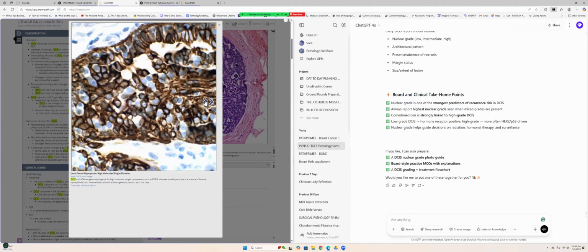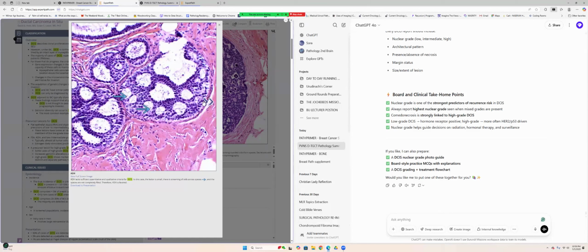UDH with high molecular weight keratin. DCIS and ADH are generally negative for high molecular weight cytokeratins such as CK5 and 6, whereas UDH is a mixture of luminal, myoepithelial, and intermediate cells with a heterogeneous pattern, as in this case. So CK5 is positive in UDH, but negative in DCIS.